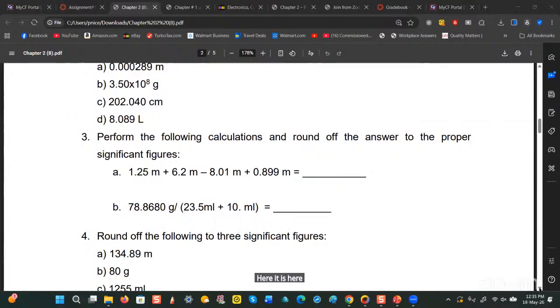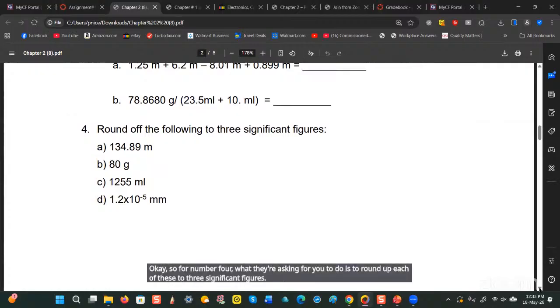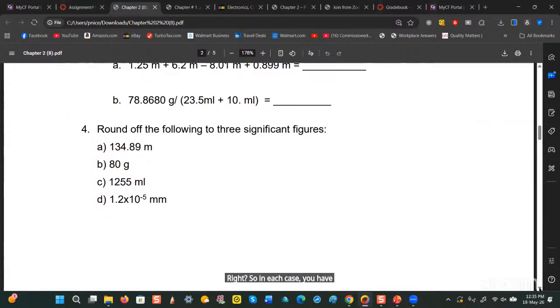Scroll down. Okay, so for number 4, what they're asking you to do is to round off each of these to 3 significant figures. All right? So in each case, you have to round off to 3 significant figures. So what would be the answer, in your opinion, for A? 135. 135 is indeed correct. I would agree with that. 135 meters, don't forget the units.